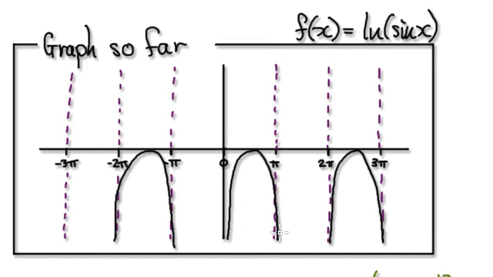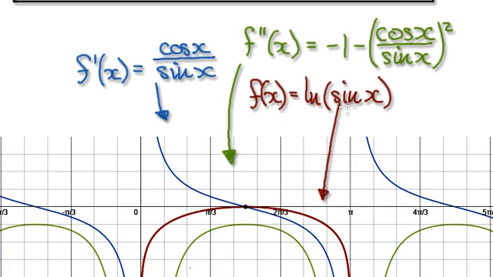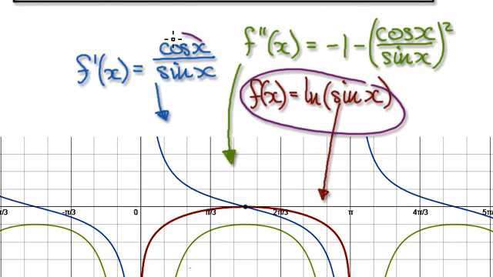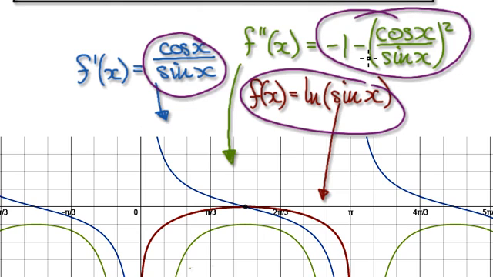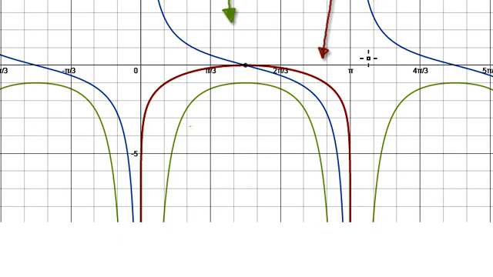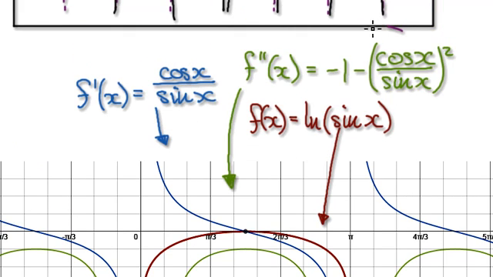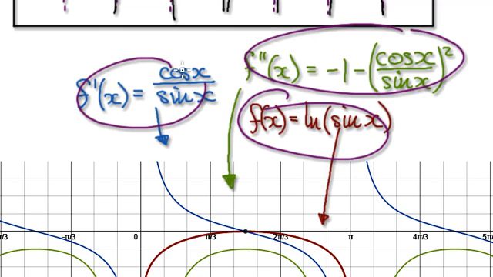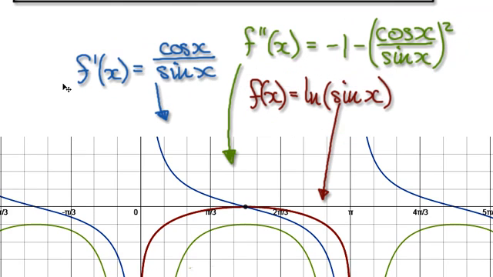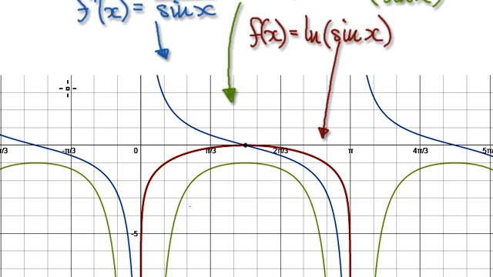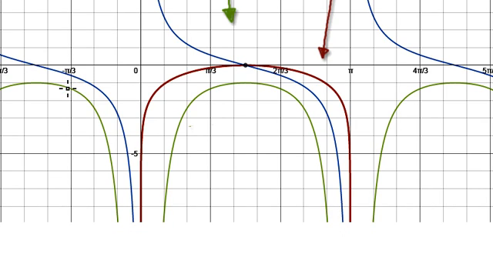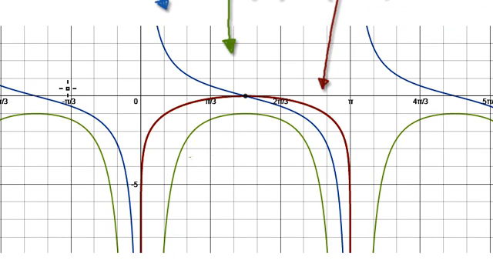If you get a graph plotter and plot your f of x, plot your f prime of x, and plot your f double prime of x, it will give you this graph here. So if you get your graph plotter and plot these three graphs here, it will give you this. Sorry, so this here is our original function here.